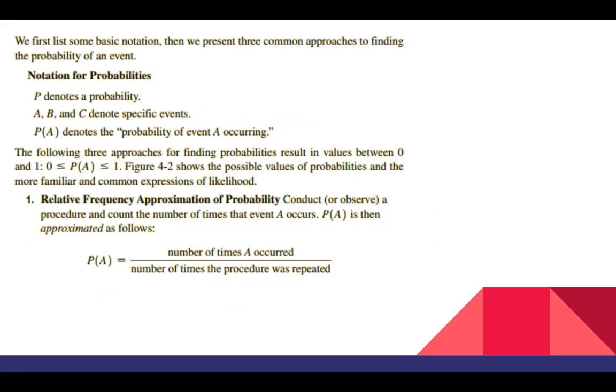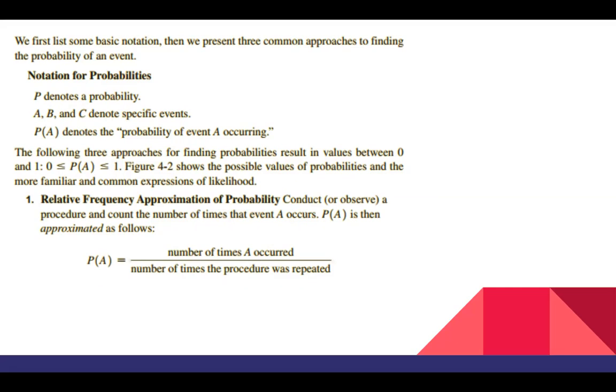Another way we can look at it, right, is interpreting A, B, and C as specific different events. So P of A denotes the probability of event A occurring, as we already said. The following three approaches to finding probability result in values between 0 and 1, as we discussed, because the possibility of something happening 100% is interpreted as the number 1, and something happening 0% likely is represented as the number 0. So it shows the possible values of probabilities and the more familiar and common expressions of likelihood. So we can also use this way to interpret, which is not the same as s over n.